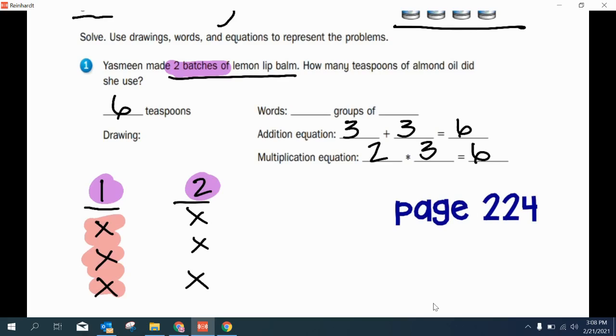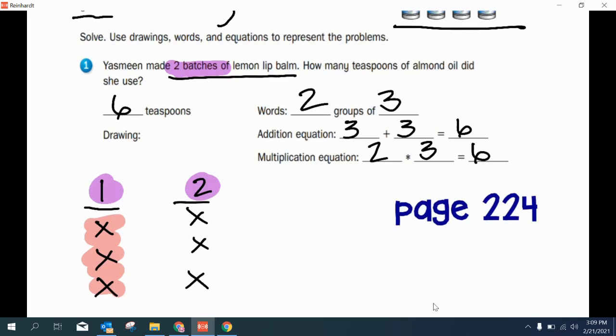So how many total groups do I have? I'm going back to my drawing. I have 1, 2. I have 2 groups. Each group had how many in it? Look back at my drawing again. Each group has 3. So I have, in words, 2 groups of 3. Addition, 3 plus 3 is 6. Multiplication, 2 times 3 is 6. Your words and your multiplications should look very similar.